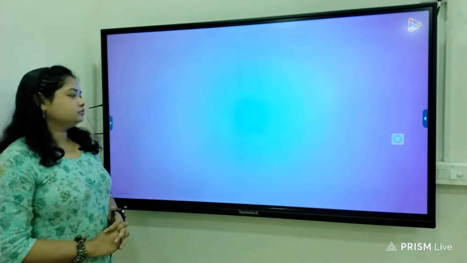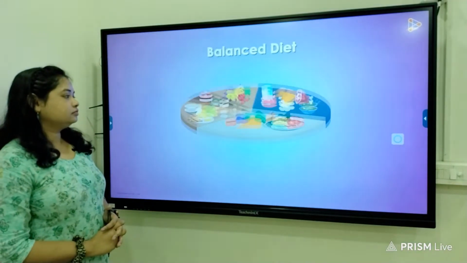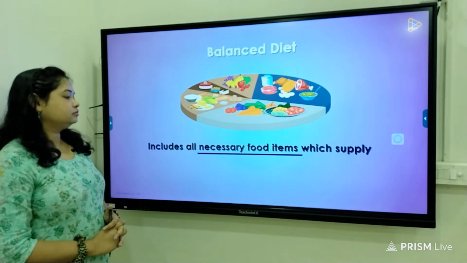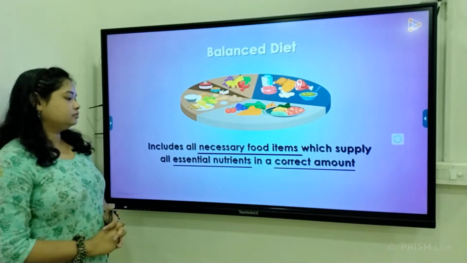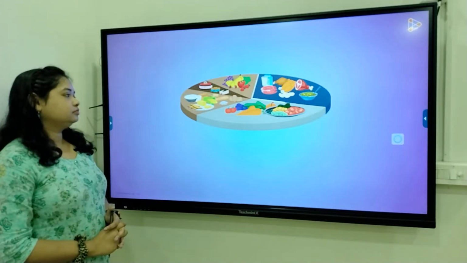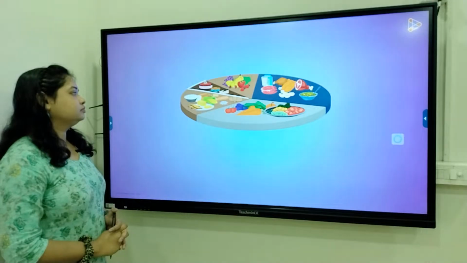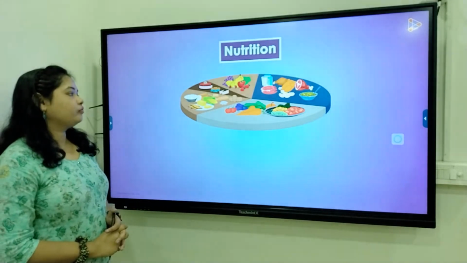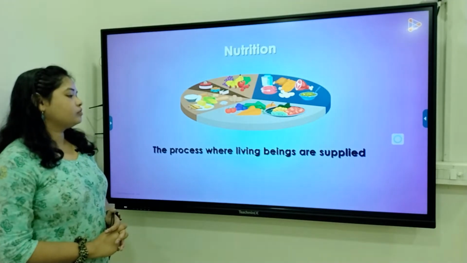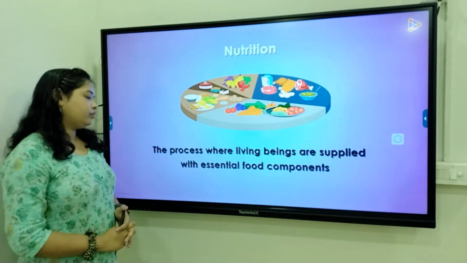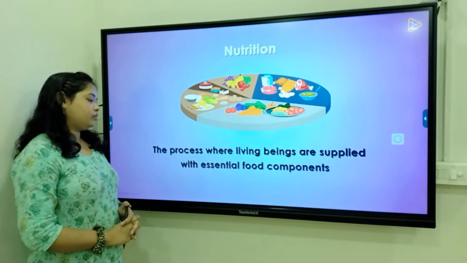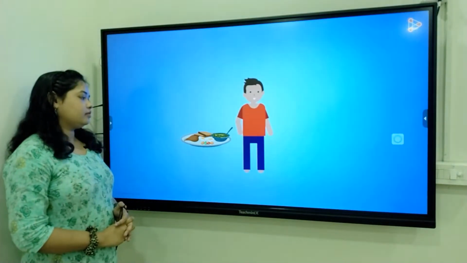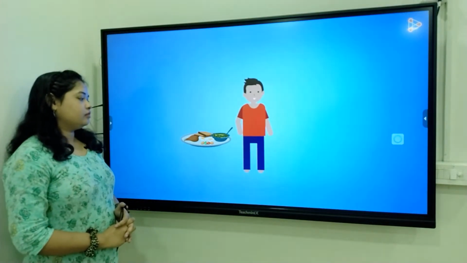Are we not familiar with the term balanced diet? Yes, a balanced diet is the one which includes all necessary food items which supply all essential nutrients in a correct amount. This process of obtaining all the necessary nutrients through our diet is called the process of nutrition. In other words, nutrition is the process where living beings are supplied with essential food components which serve important functions in the living body.